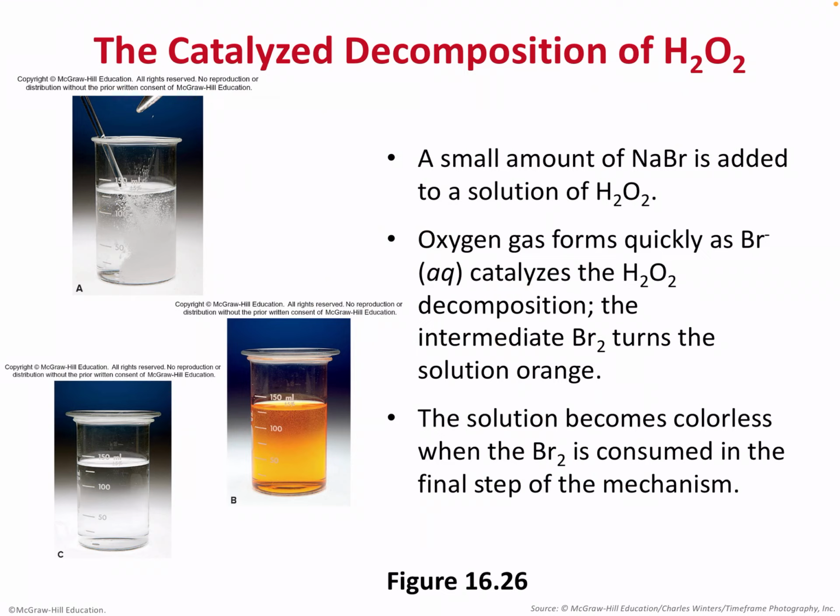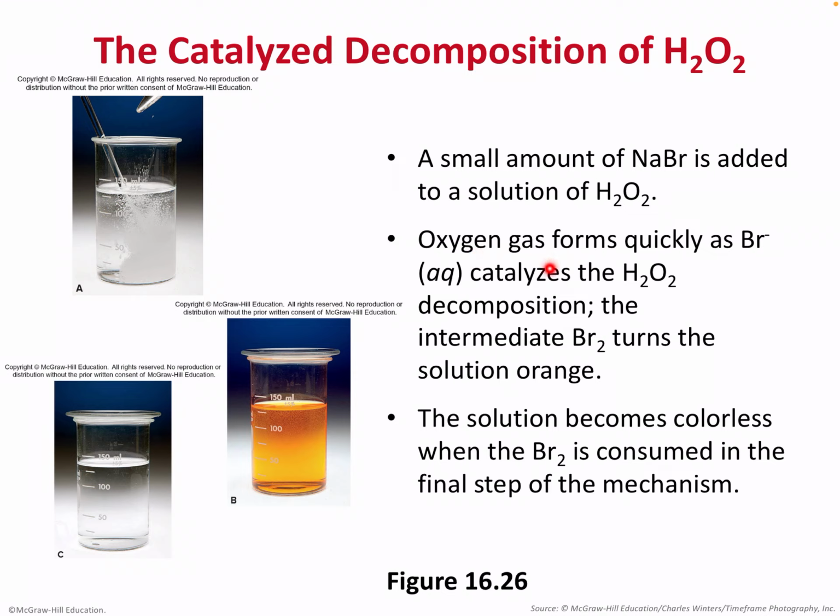Here's an example of a catalyzed reaction. All of you have taken General Chemistry 1, and we did one experiment where we decomposed hydrogen peroxide with potassium iodide. So potassium iodide there was the catalyst to accelerate, or speed up, or catalyze the decomposition of hydrogen peroxide. Here, a small amount of potassium bromide was added. Sodium and potassium are in the same group, so it should be similar. Added to a solution of H2O2.